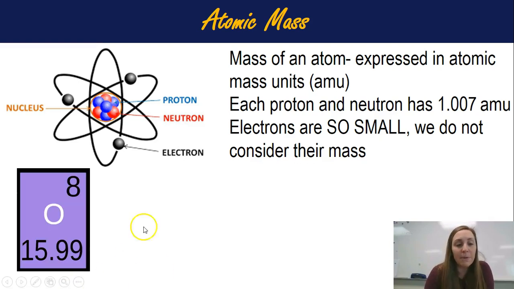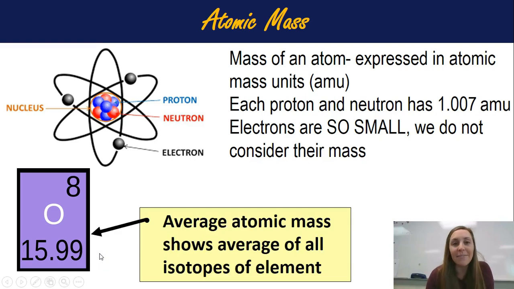All right, if you look at the periodic table, remember this 8 was the atomic number, how many protons, and for oxygen we have this 15.99 number. That's the average atomic mass. So it shows the average of all the isotopes of that element. Remember, you have different isotopes of oxygen. You might have oxygen-16, oxygen-14, oxygen-18, depending on how many neutrons are in each of the atoms. If you average that up, on average, the atomic mass is 15.99 for oxygen.